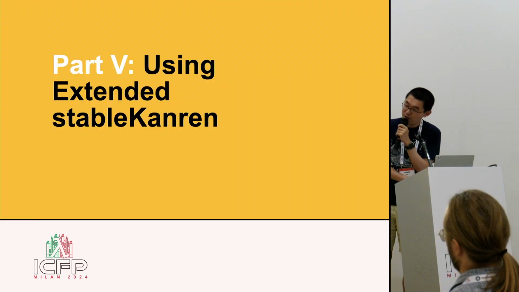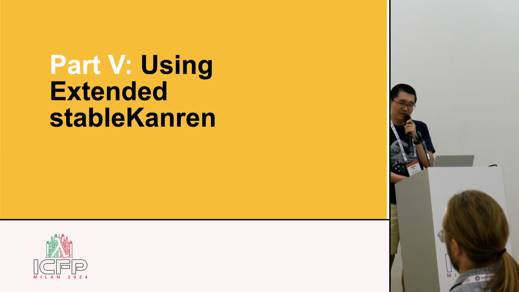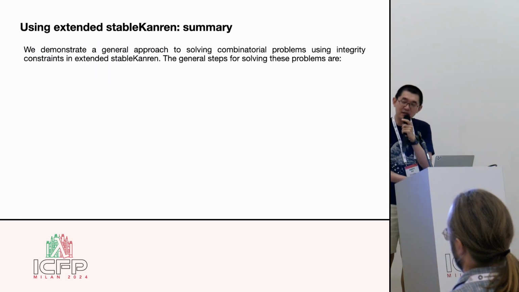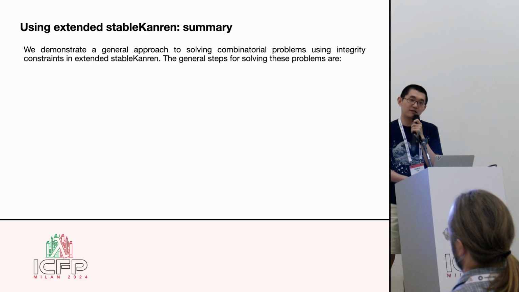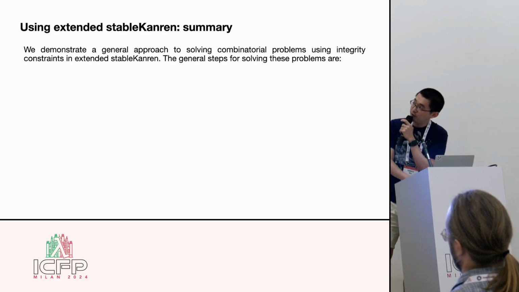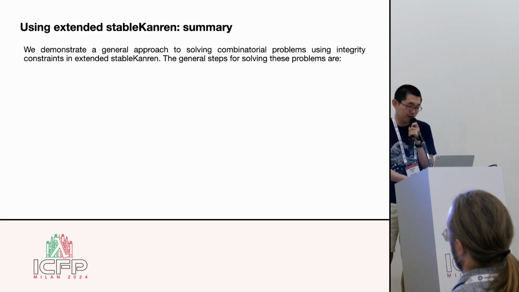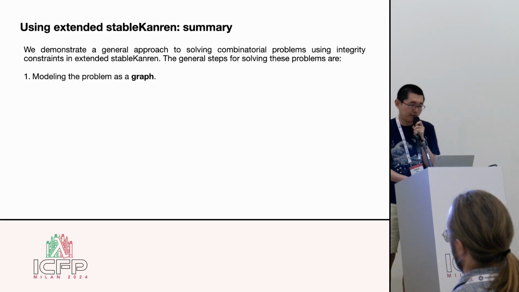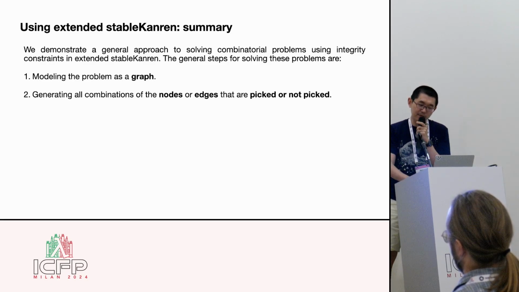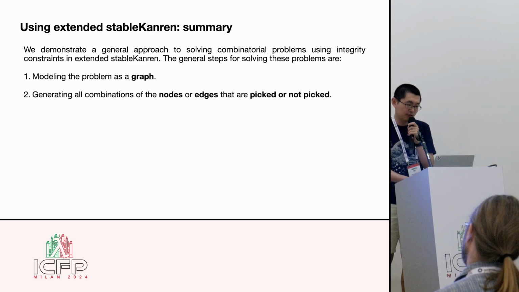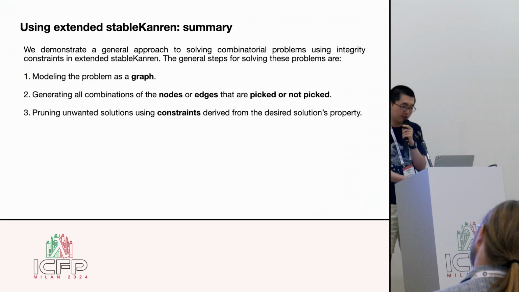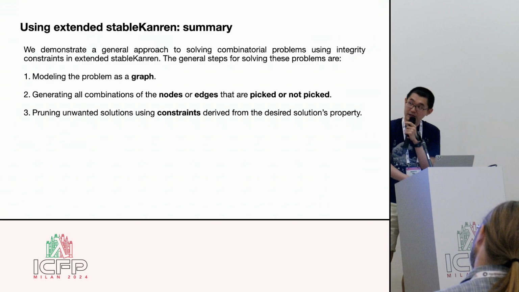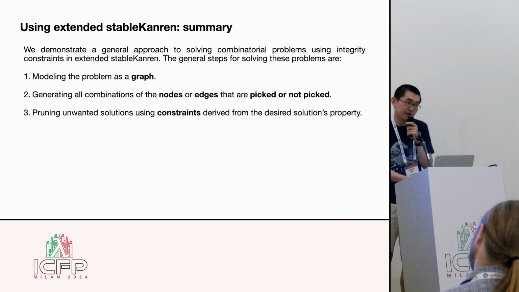Now let's see how useful it is. It turns out it's very useful because it enables a new paradigm of solving combinatorial search problems using these kinds of integrity constraints. There are three general steps to solve this kind of problem. First, we model the problem as a graph. Second, we generate all combinations of the nodes and the edges, like pick and not pick. Then we prune out these unwanted solutions using the constraints from the solution's properties. For example, in n queens, they cannot attack each other, and we will also see graph coloring and Hamiltonian cycles.